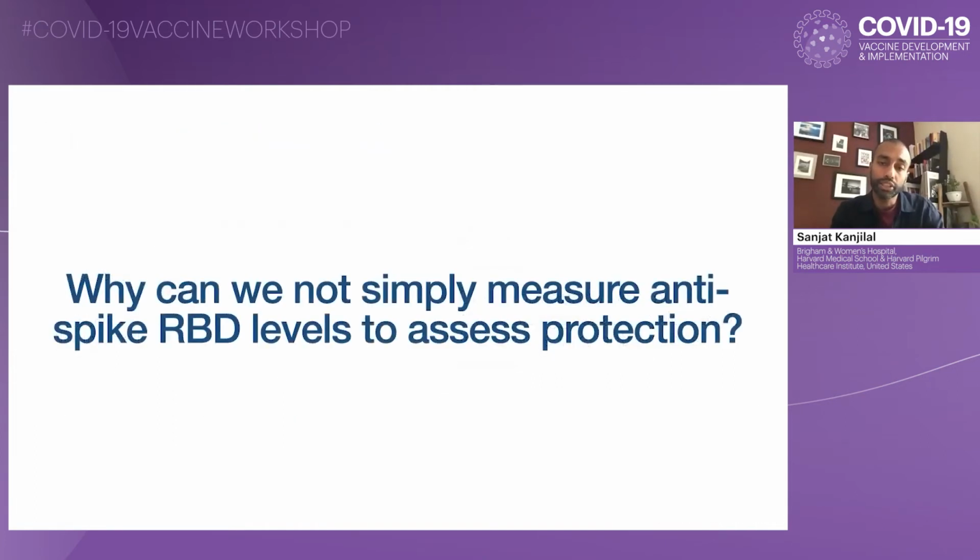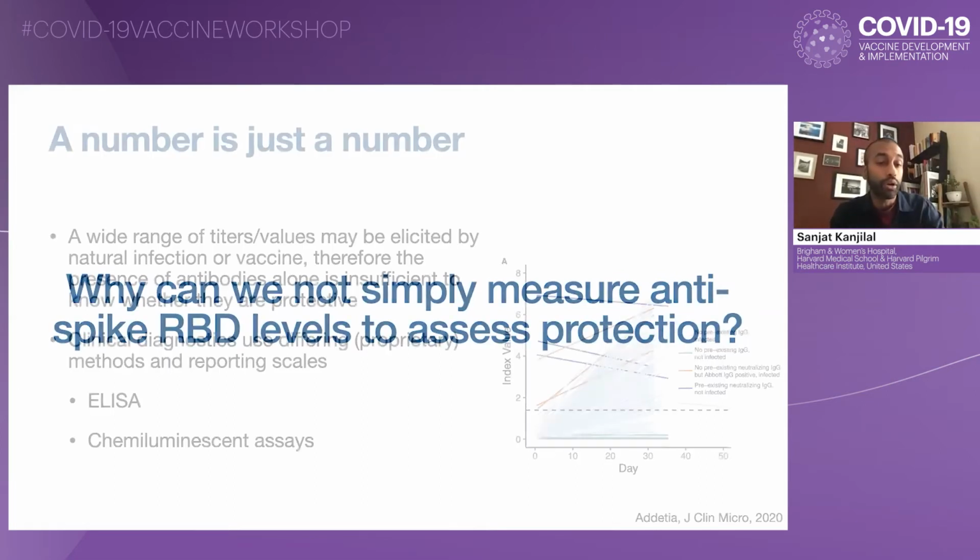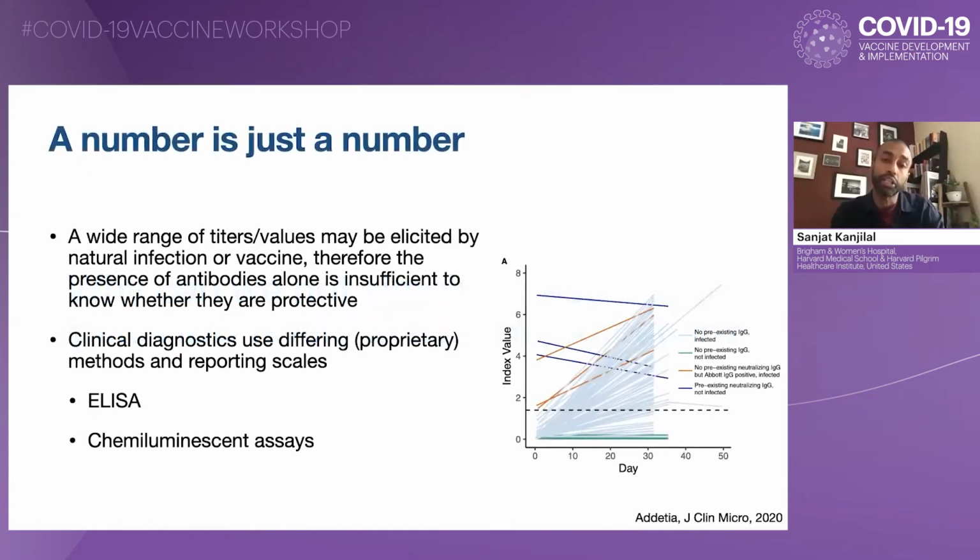So then the question is, why can we not simply measure anti-spike RBD levels to assess protection? And there are a number of reasons why it's a little bit more challenging than that. And I like to say a number is just a number. Without the proper clinical context, it's rather meaningless. And so one of the big problems is that a wide range of titers and values may be elicited by natural infection or the vaccine. And therefore, just the presence of antibodies alone is insufficient to know whether they are protective or not.